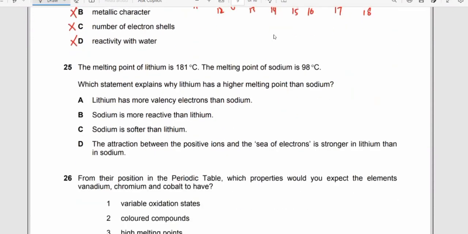The melting point of lithium is 181. The melting point of sodium is 98. Which statement explains why lithium has a higher melting point than sodium?